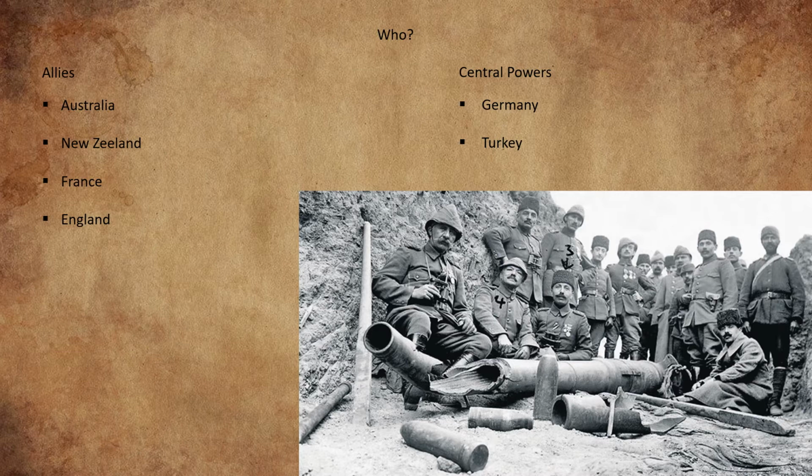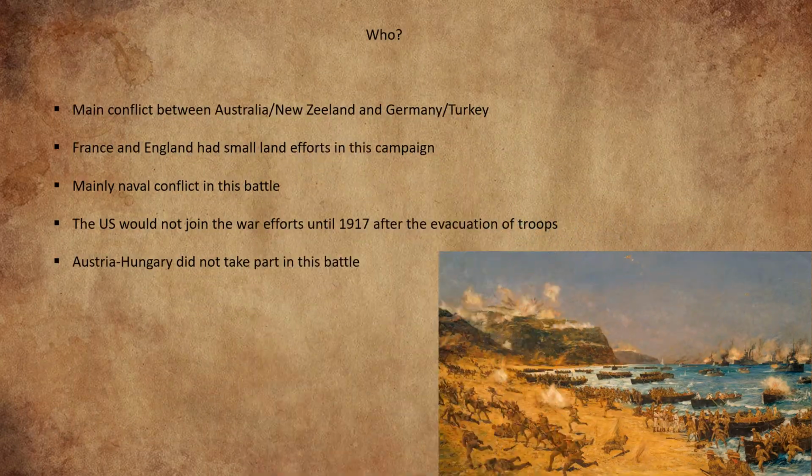Austria-Hungary did not fight in this battle because they were preoccupied with other battles. The main conflict is between Australia and New Zealand and Germany and Turkey, also known as the Ottoman Empire.